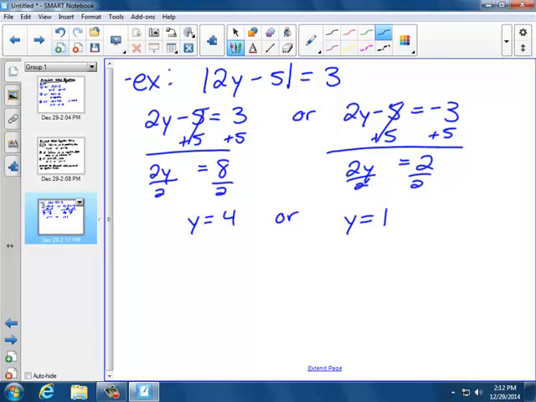And now I can plug them in and test them both. Maybe I'll just do it real quick here, talking through it. 2 times 4 is 8. 8 minus 5 is 3. Absolute value of 3 is 3. If I plugged in 1, 2 times 1 is 2. 2 minus 5 is negative 3. Absolute value of negative 3 is positive 3. So those both work.